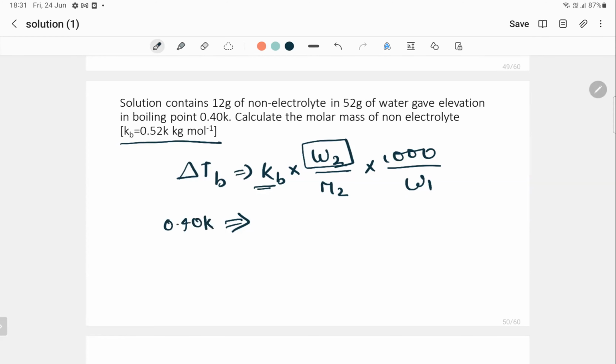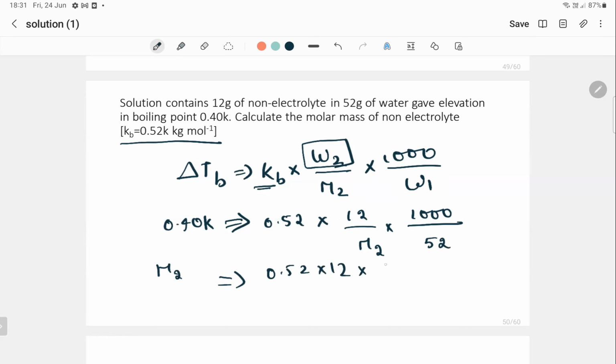KB is 0.52 into 12, divided by M2, which we don't know, into 1000 divided by 52 gram of water. Yes, simple calculation. So bring the M2 here: 0.52 into 12 into 1000 divided by 0.40 into 52. That's all. Correct.